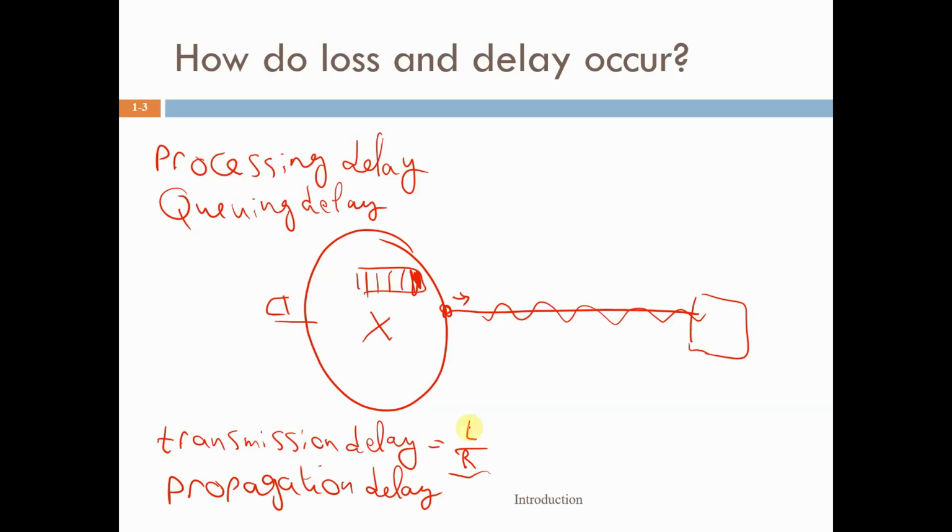Transmission delay depends only on the packet size and the transmission rate. If they are both constant, then the transmission delay is also constant. If one of them changes, for example, the packet length changes, then the transmission delay will change as well.